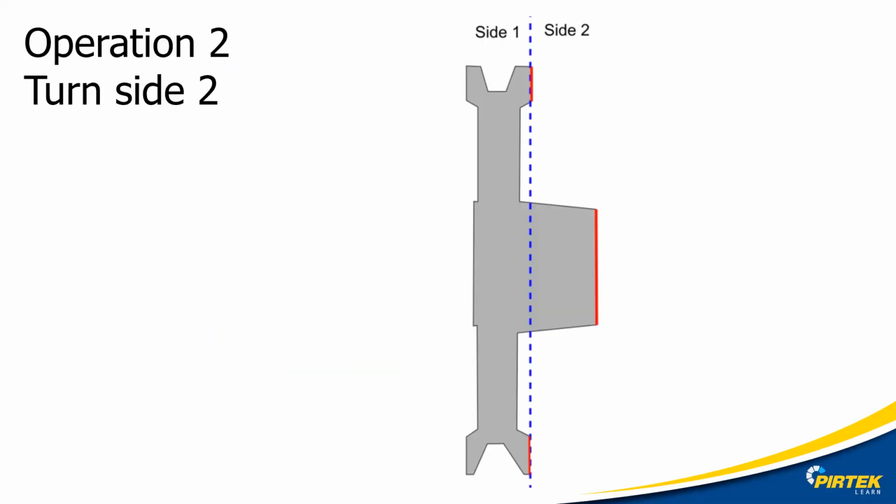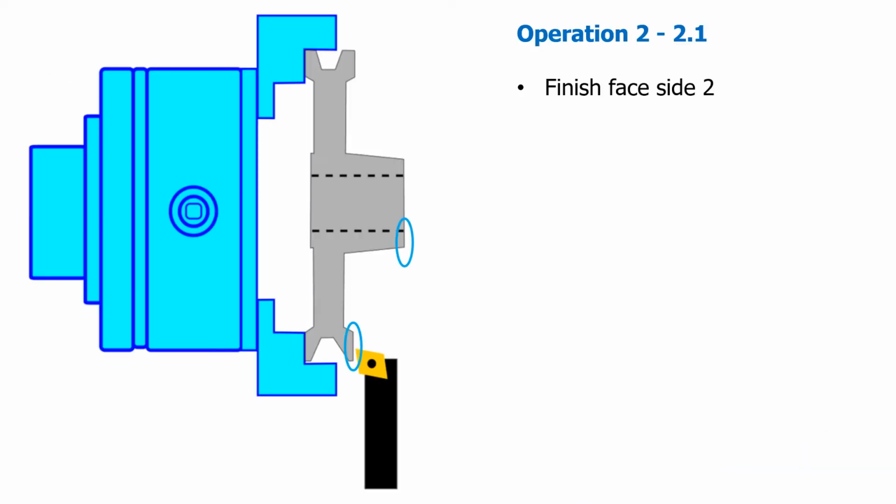Operation 2. Turn side 2. Operation 2.1. I've reversed the jaws and located the pulley of the machine diameter and face. The only error that will be transferred to the pulley now is the one from the chuck or the machine. I deliberately machined the non-critical feature on the second op, so any error will not affect the pulley operation.